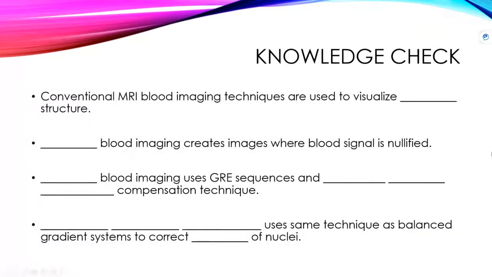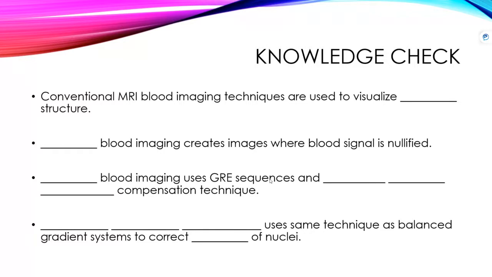All right, knowledge check. Conventional MRI blood imaging techniques are used to visualize what? Conventional. Go ahead, Reggie. That would be the vascular. Yep, the vasculature or the vascular structure. Exactly. Good job. Next one. Blank blood imaging creates images where blood signal is nullified. What is that called? Go ahead, Laura. Black blood? Yes. Black blood imaging is where the signal is nullified. We don't have a signal from the blood.